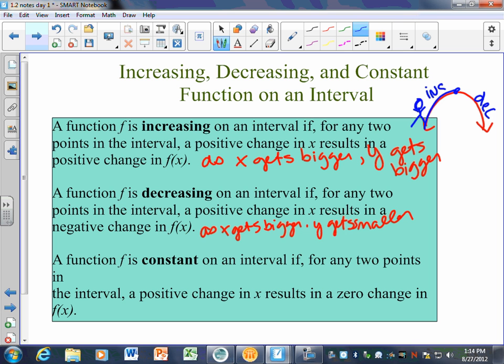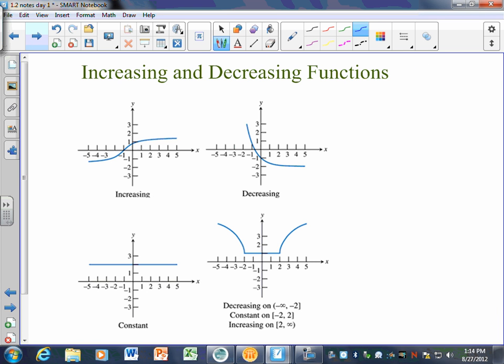And constant is just if it doesn't change at all, right? I'm not even going to write anything out on that one. That would just mean the y is not changing at all, like a slope of 0. So on the next page, I copied some pictures for you from your book. On your homework today, they're going to ask you to say the intervals where it's increasing and decreasing. I gave you some examples here that it's always increasing.